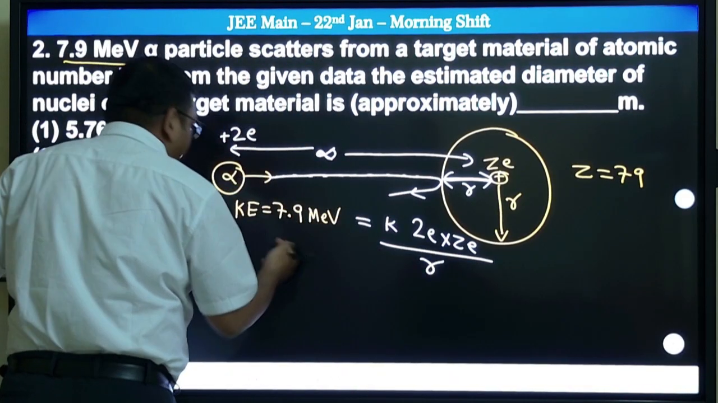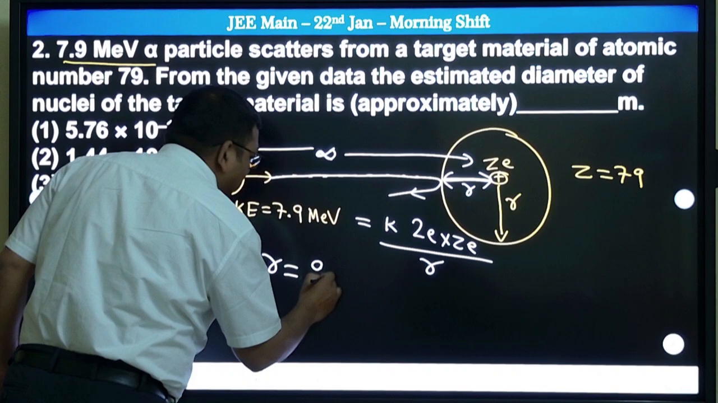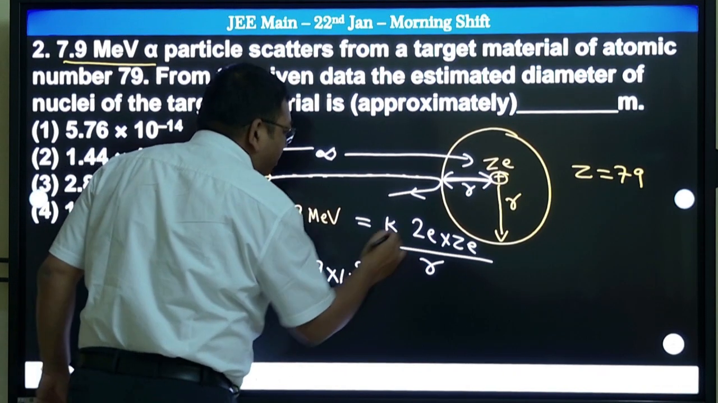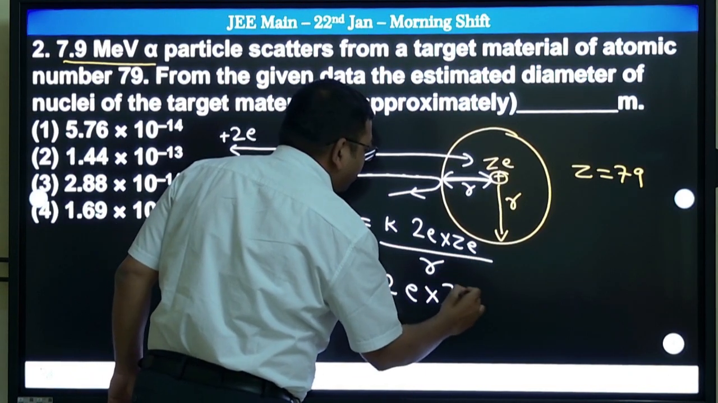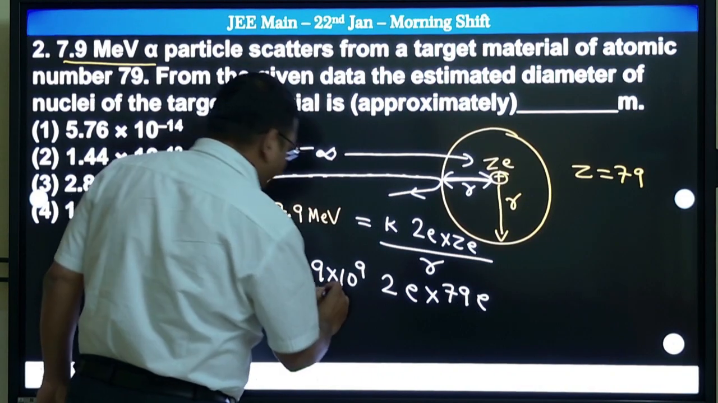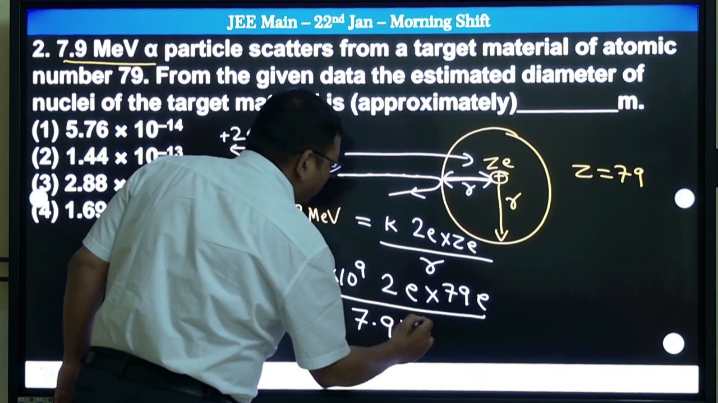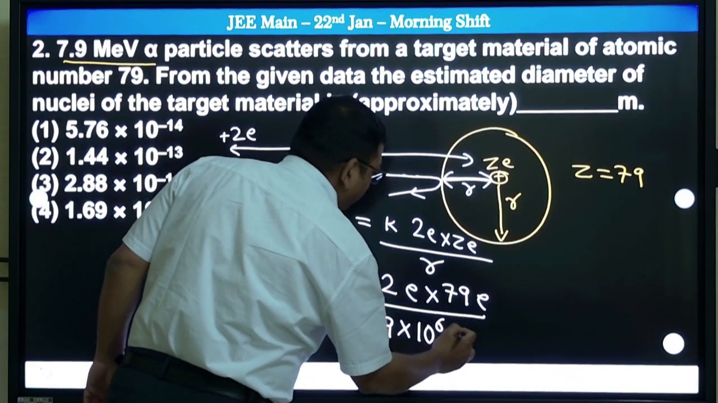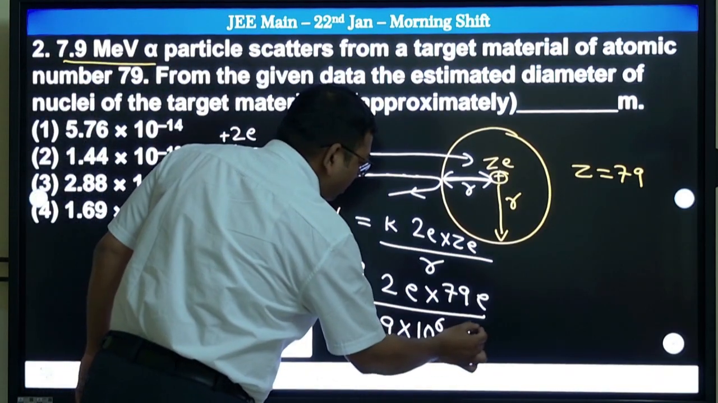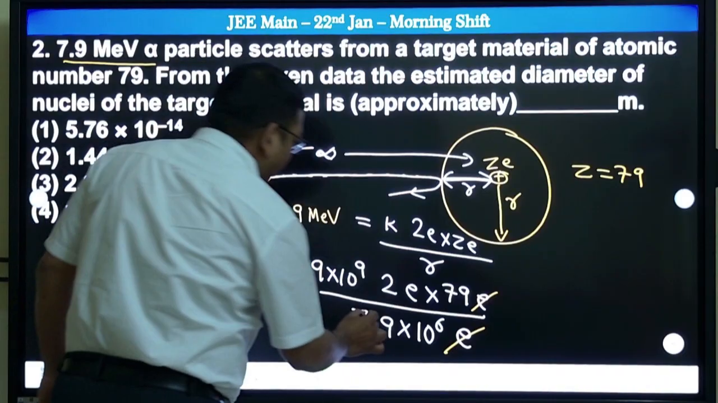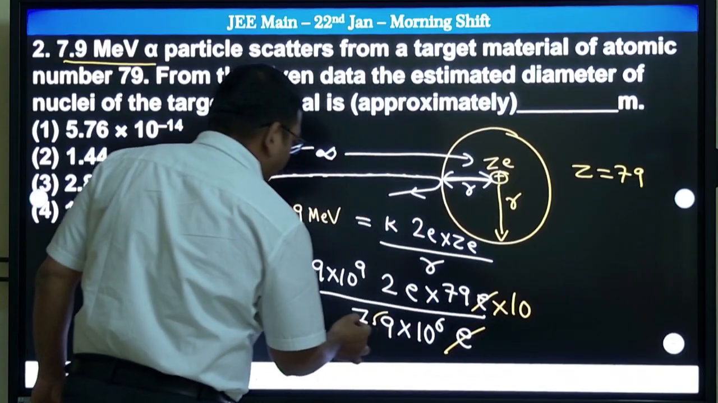Now you have to solve it. Let us quickly solve it. So R you bring this side, and K is nothing but 9 into 10 to the power 9, right? And this is 2e, Z is 79, and this is e divided by 7.9 million electron volt. Million means 10 to the power 6, electron volt means C. Now simplify this. Let us quickly cancel out e and e, right? And one extra 10 will come here, right? And 79 will go away.